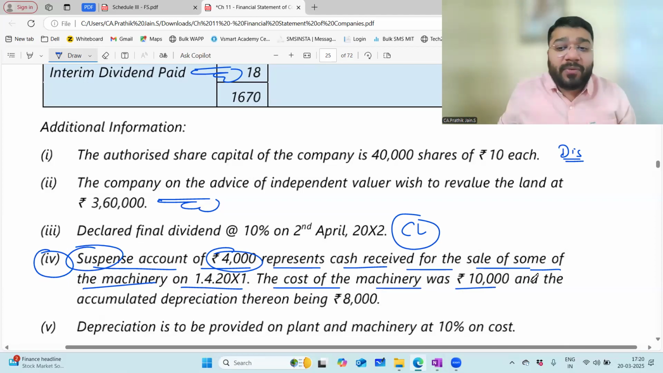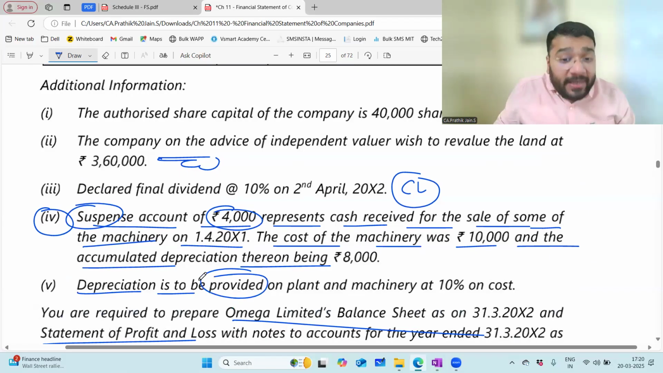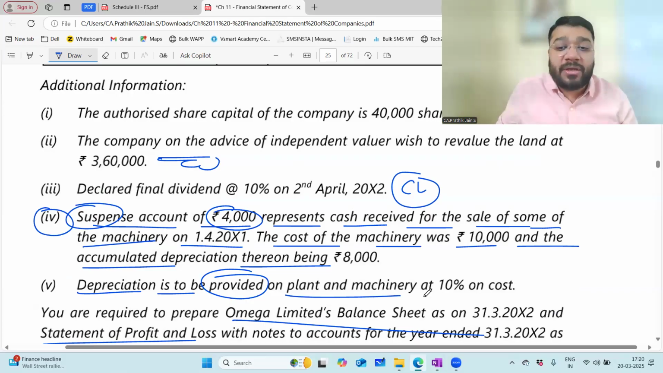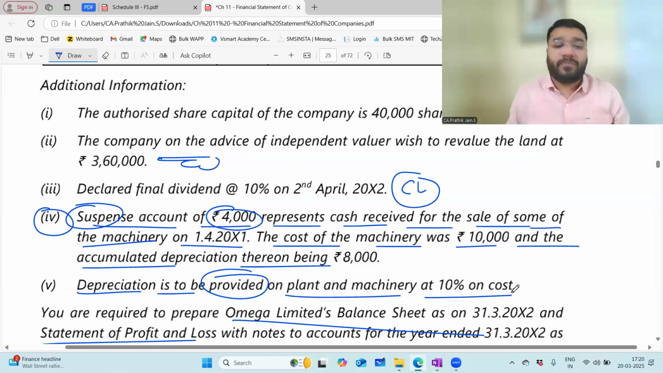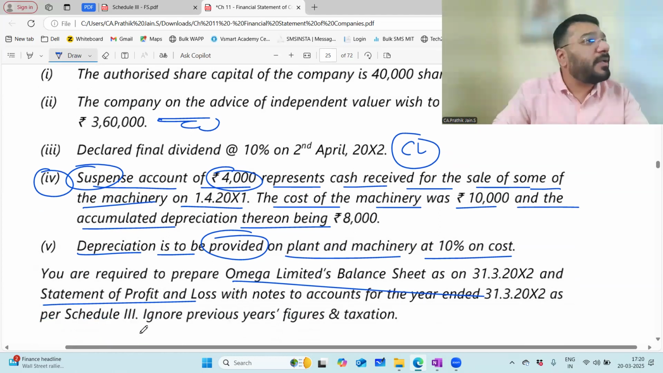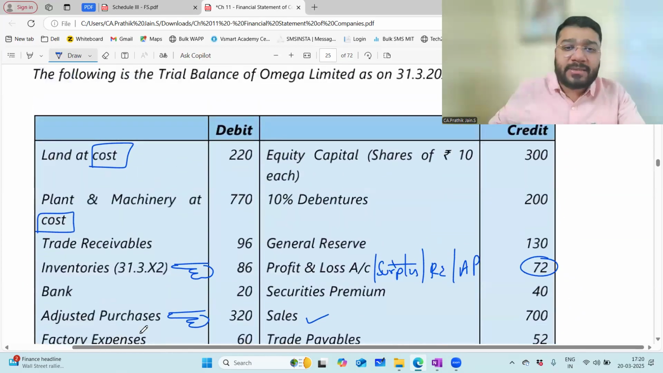The cost of the machinery was 10,000, and the accumulated depreciation thereon was 8,000. Depreciation is to be provided, which means you have to calculate depreciation and record the depreciation on plant and machinery at 10% of the cost. Okay. You are required to prepare the balance sheet and the P&L, etc. Notes to accounts have to be done. Wonderful. So now first point, guys, I'm putting a star mark here. Why am I putting the star mark here?